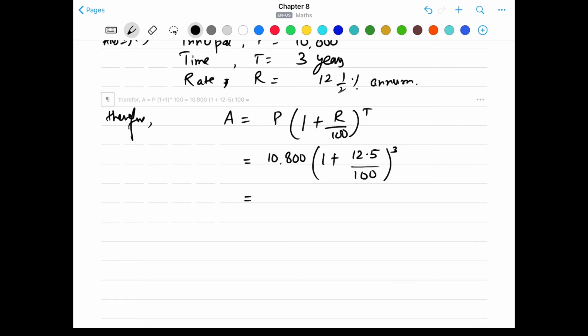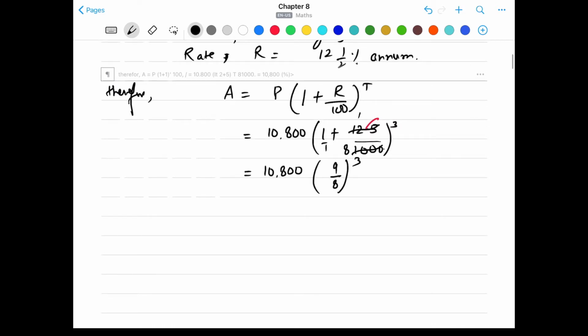Now let's solve this. We have 10,800. If you remove the decimal from 12.5, you will get a 0 here, so this will become 125 divided by 1000. When you solve this, 125 divided by 1000 will give us 1/8, and since we have 1 plus 1/8, after taking the LCM you will get 9/8 to the power 3. So we can write this as 10,800 multiplied by 9/8, with the power 3.